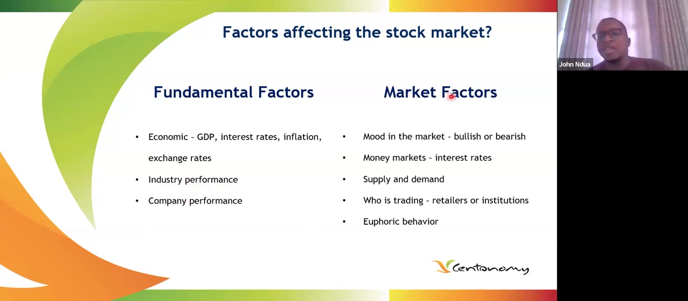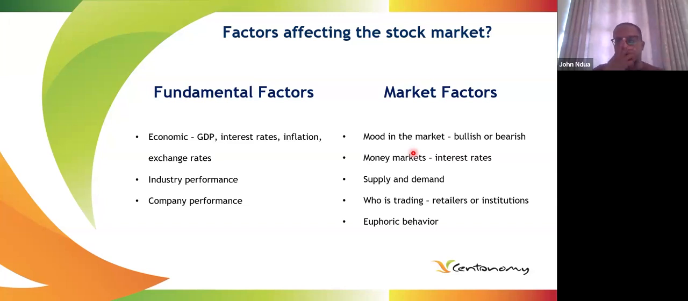Then we have other factors that affect the market that might not really be in our control, but will really affect the company. Things like interest rates within the money markets. If fixed income is performing well, people will prefer to invest there. So people will tend to sell their shares. And when people sell, prices go down.